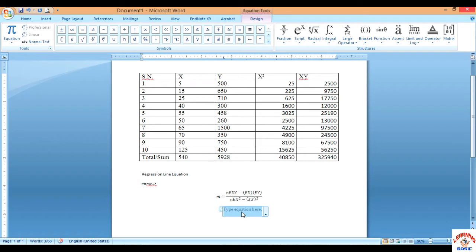Now let us put the values from the above table. We have n is 10 into summation xy is 325940, minus summation x is 540 into summation y is 5928, and again 10 into summation x square is 40850, minus summation x is 540, so we count here 540 into 540.